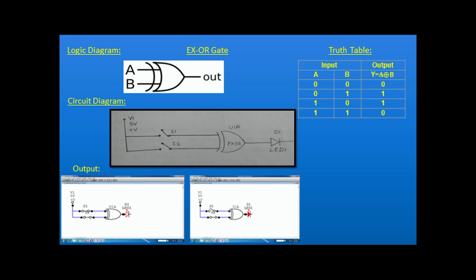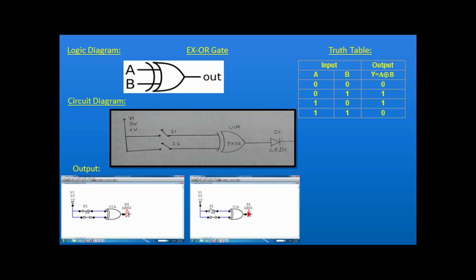What is the input of the first diagram? 1 1. What is the result? You can check the result with the truth table. What is the result of 1 1? The result is 0. You can see the LED light is off there. If the input is 1 1, the result is 0.